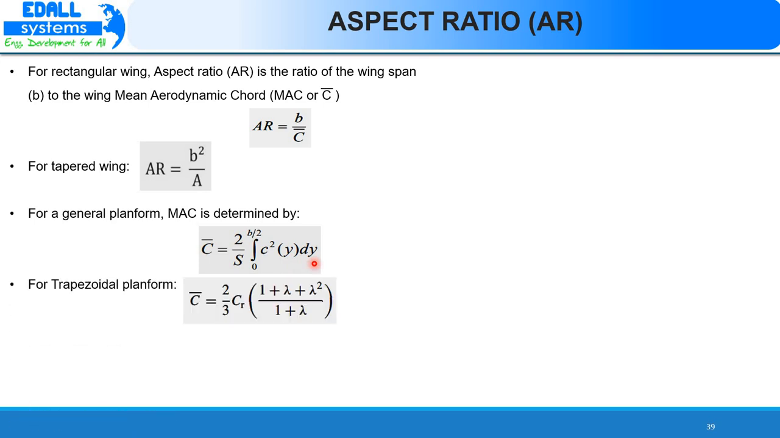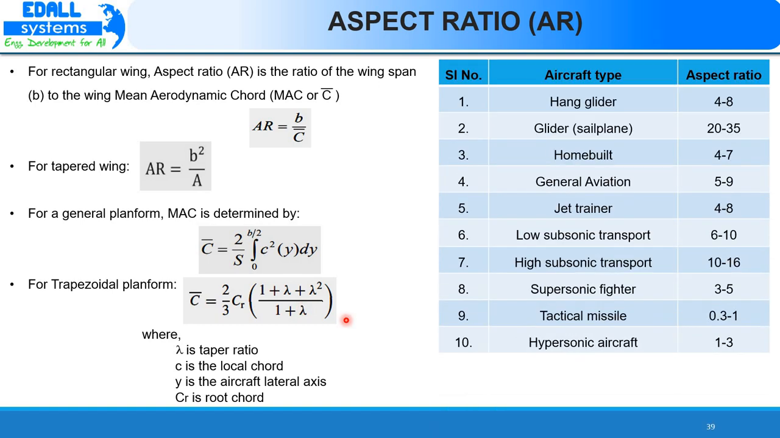For a tapered planform, mean aerodynamic chord is determined by C bar equals 2 by 3 CR into (1 plus lambda square divided by 1 plus lambda), where lambda is taper ratio, C is local chord, Y is lateral axis, CR is root chord, and S is wing planform area. Here the table shows the values of aspect ratio for various types of aircraft.